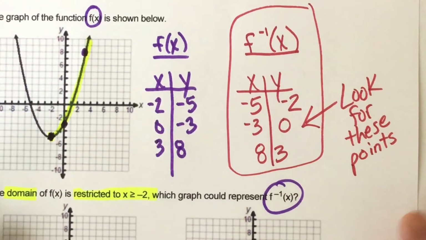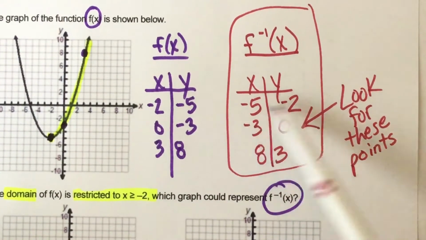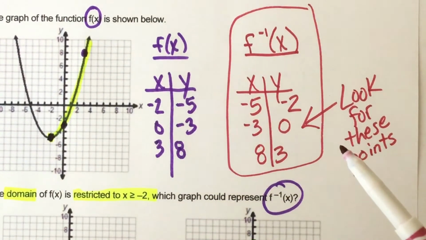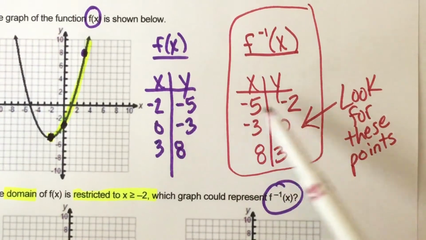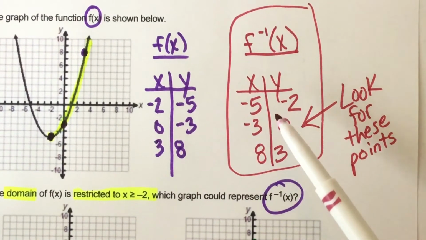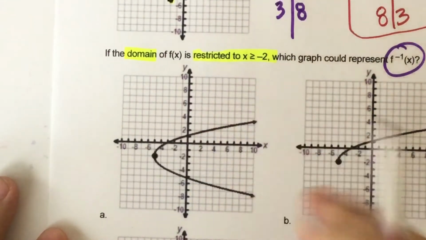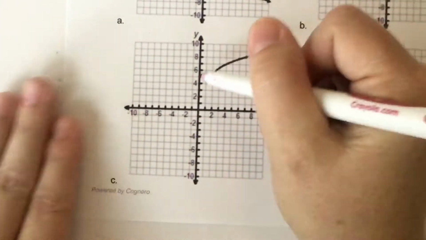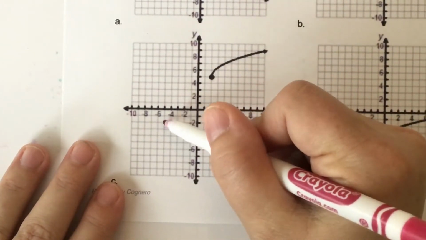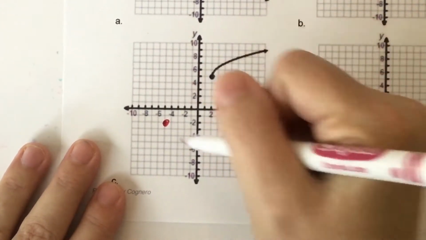So I'm going to look down below and see which graph plotted these points. Okay, so first let's look for negative 5, negative 2. It's got it. Let's look at this one. Negative 5, negative 2. The graph is not there. Okay, so this one's out.